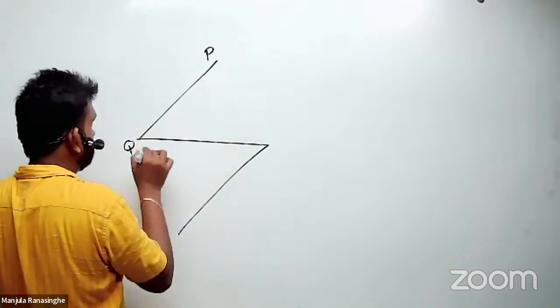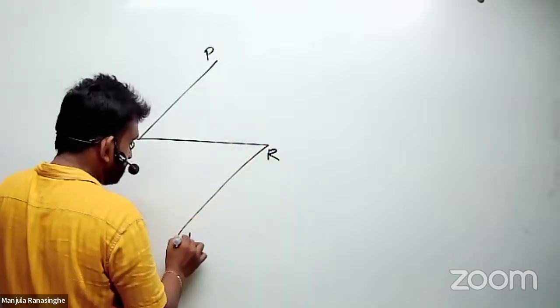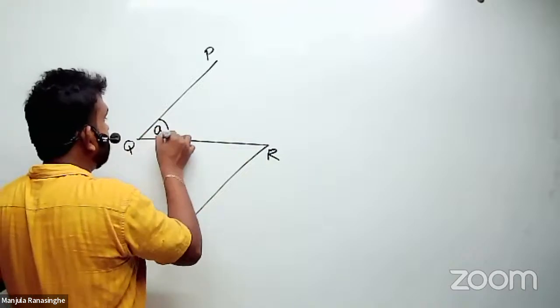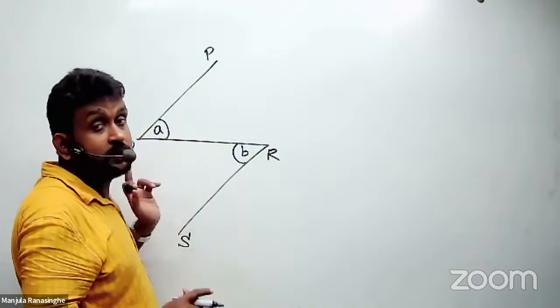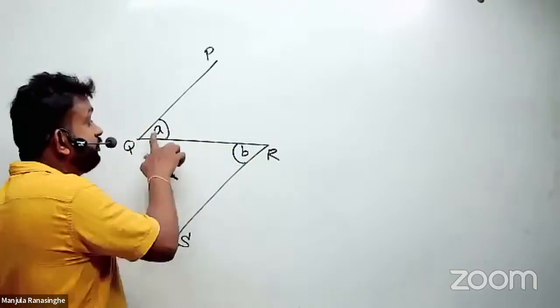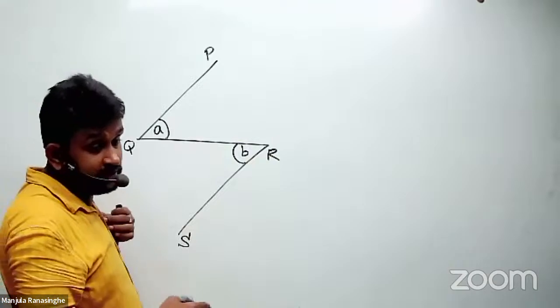P, Q, R, S. Right. This is A and this is B. So they're asking whether A and B are adjacent or not. You have to give the reasons.